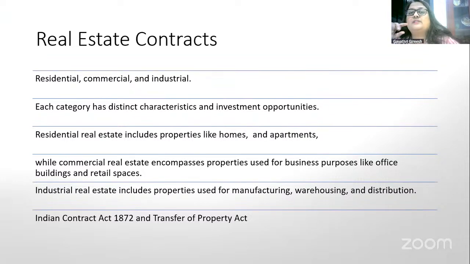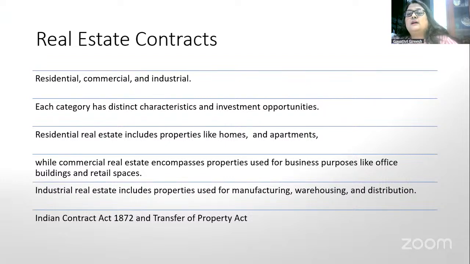Now, what is the difference between these three? Residential is where you build homes and apartments, right? But commercial and industrial, a lot of people tend to confuse. Commercial real estate is about the building of malls, commercial complexes, or multipurpose malls, or anything else which gives importance to commercial activity. Now, industrial activity is not necessarily a commercial activity.